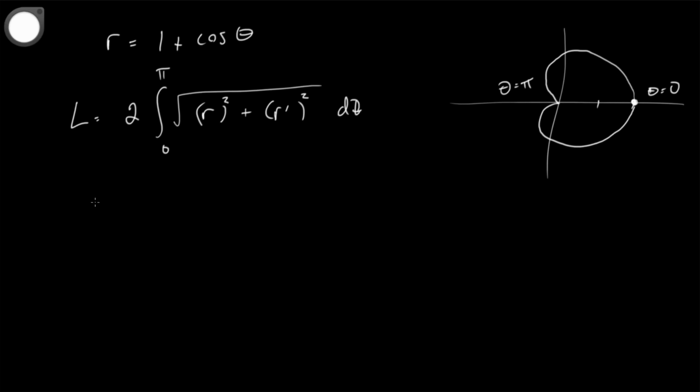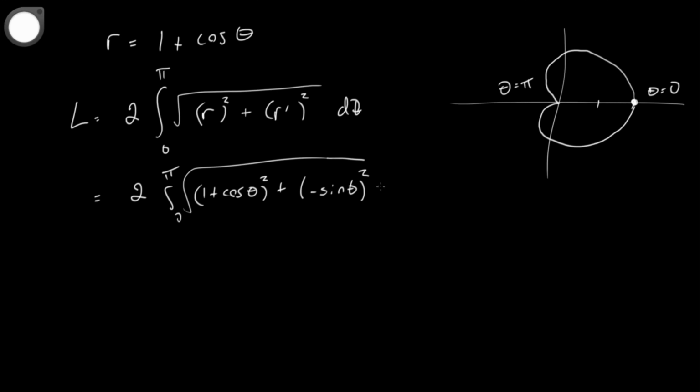So r here is 1 plus cosine, quantity squared. Let's not forget the radical. And then the derivative of this is going to be, 1 goes away, a negative sine, quantity squared, d theta. Simplifying this further, we're going to get, once again, 2 times the integral from 0 to pi.